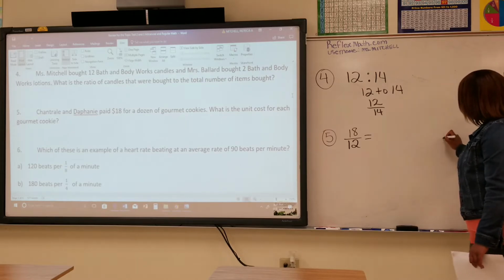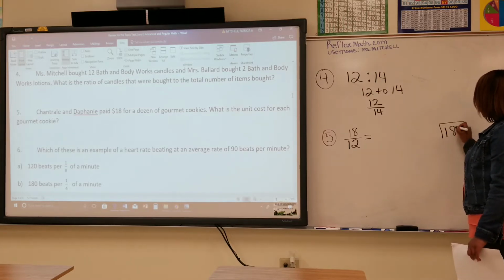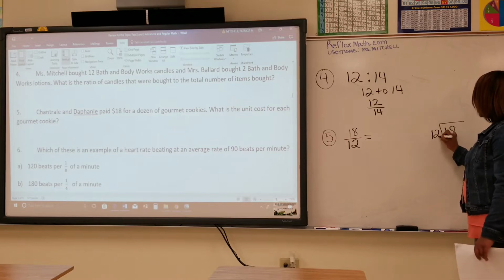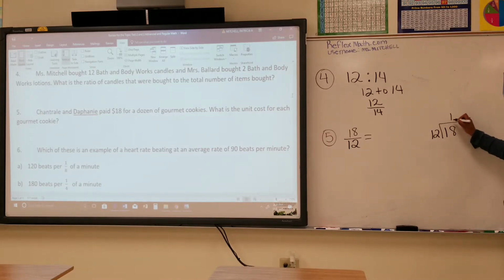So when we do that, 18 goes into the house, 12 goes outside, 12 goes into 18 one time. 12 times 1 is 12. 18 minus 12 gives us 6. We now need to add a decimal with at least 2 zeros. And don't forget to add that decimal up top. So now we can send down that 0. 12 divided by 60 gives us 5. 12 times 5 gives us 60. And we have 0.